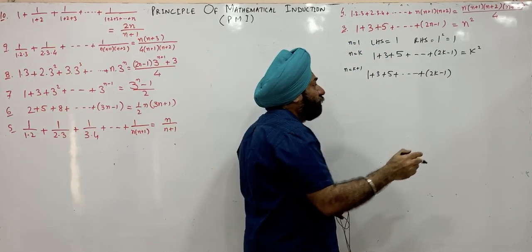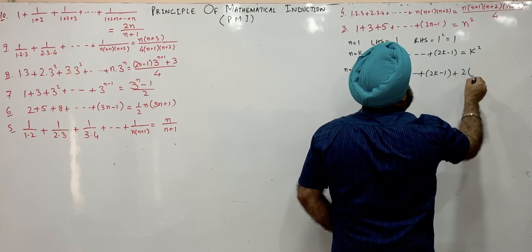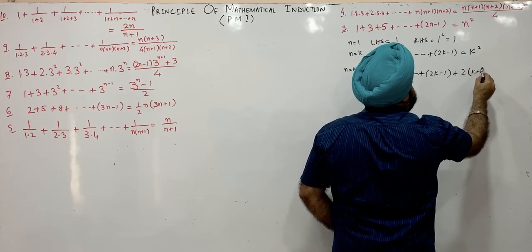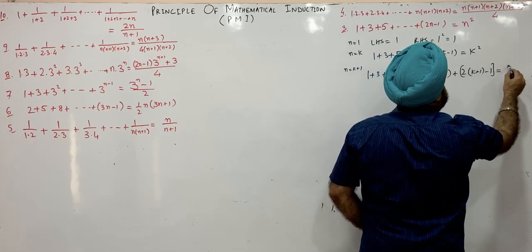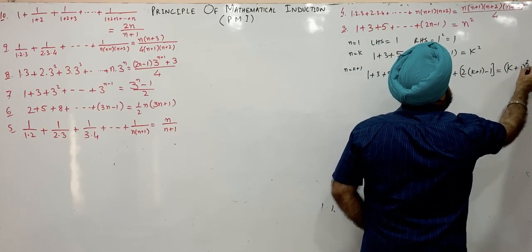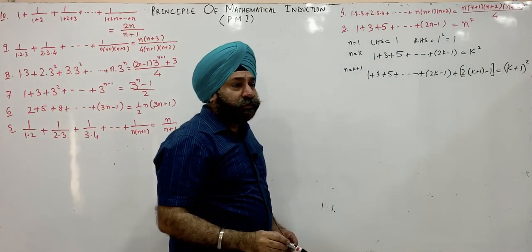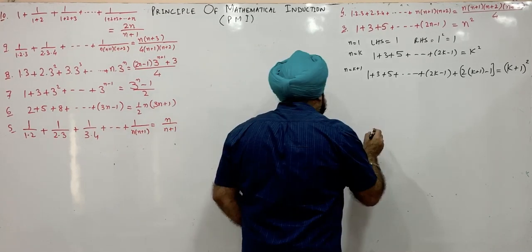We need the next term. We get the next term by replacing k by k plus 1, and we have to prove this is equal to, now k is to be replaced by k plus 1. This is what we wanted to prove. So how do we prove it?